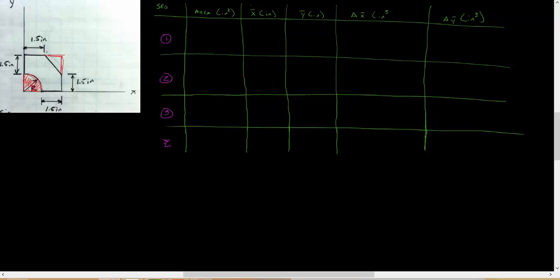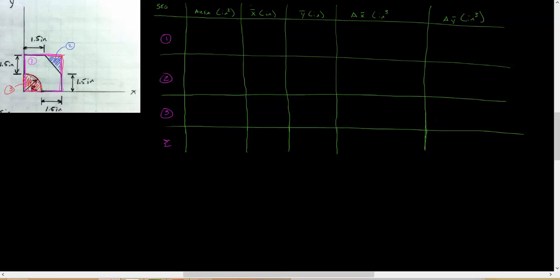Let's color that in blue. And then note that this entire piece is also going to be one segment. So the entire piece is going to be 1. This blue piece here I'm going to call segment 2. And this little red quarter circle is going to be segment 3.